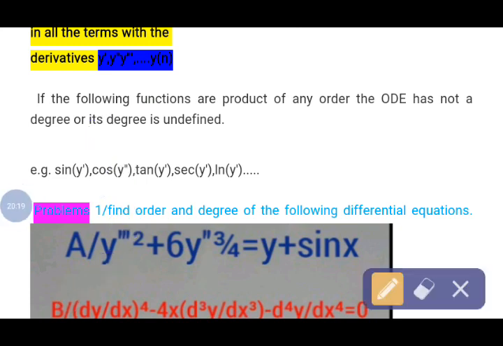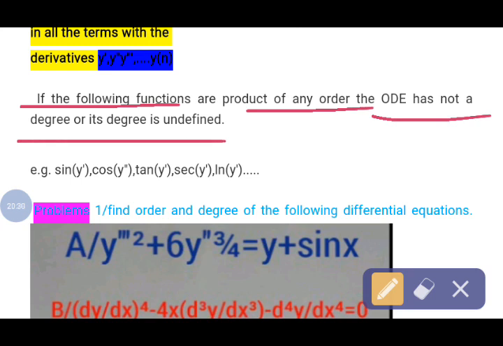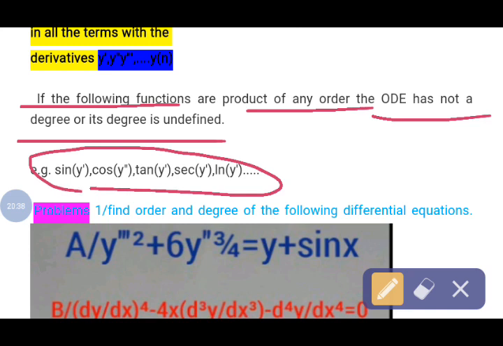If the following functions are a product of any order, the ordinary differential equation does not have a degree, or its degree is undefined. Example, sin of y first order by second order function.